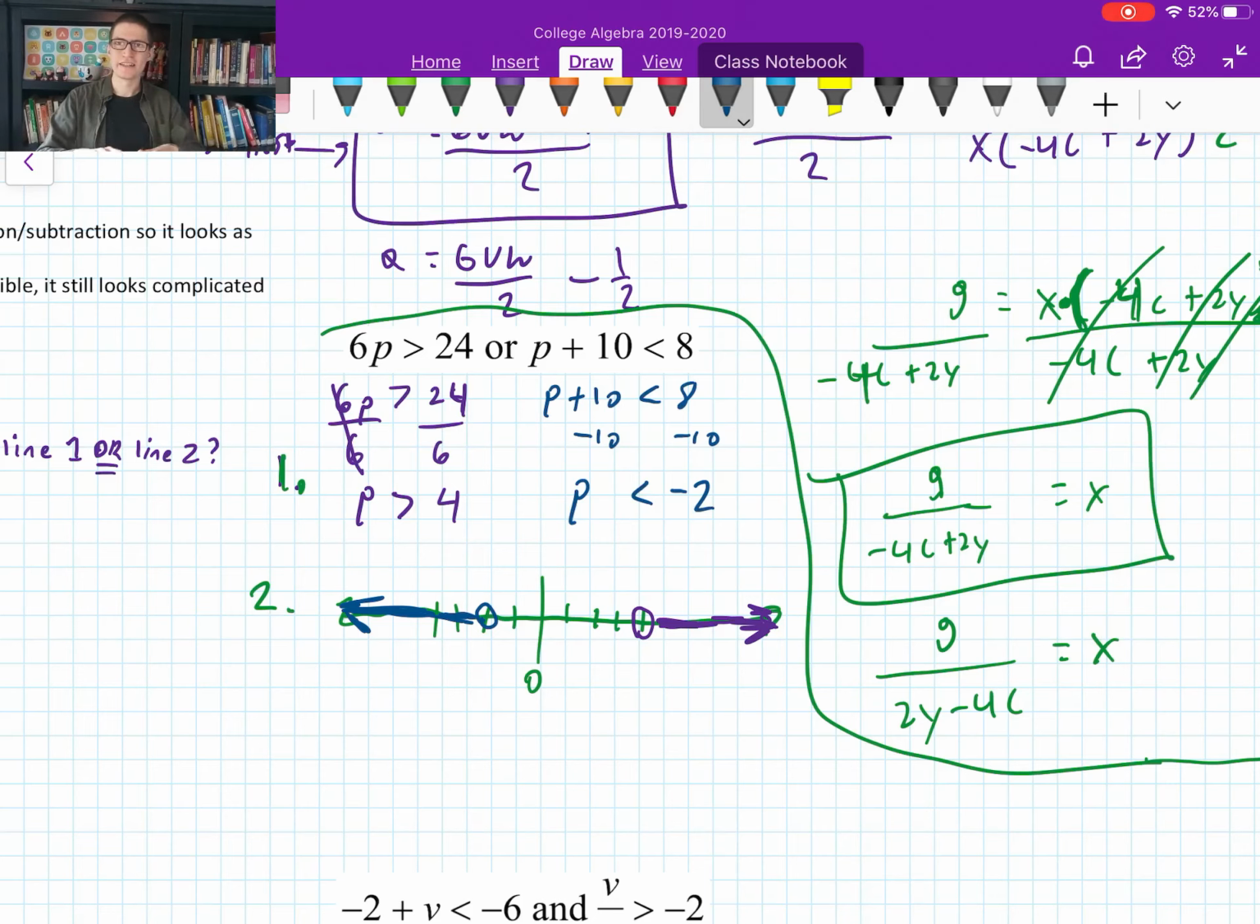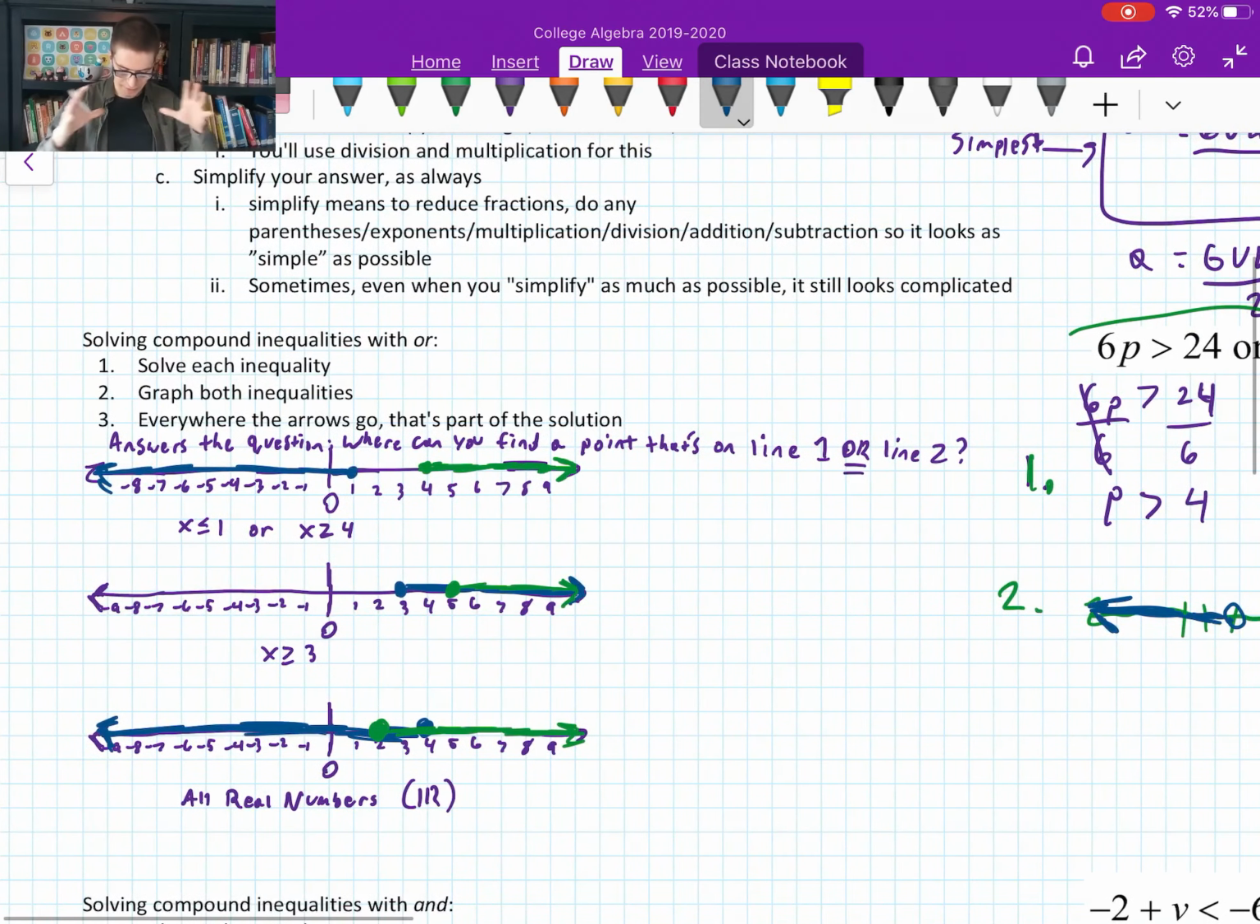In order to understand what's going on here, we need to see it in light of this little idea on the left. Let me explain what's going on in this third step before we analyze what we did in step 2. For step 3, everywhere the arrows go is part of the solution. So we're asking where you can find a point that is on line 1 or line 2, the purple line or the blue line. If it's on one or the other, then we can say it's part of the solution.